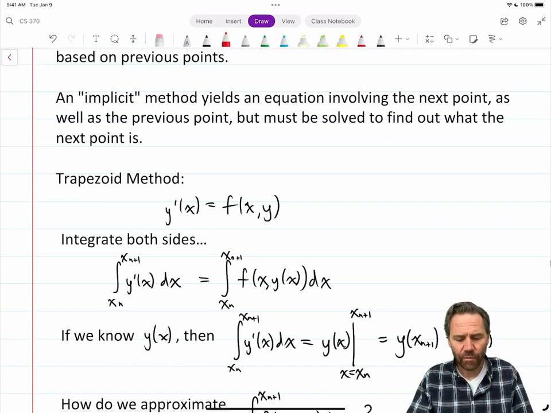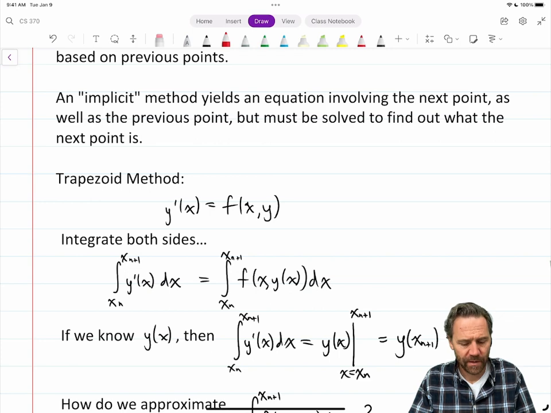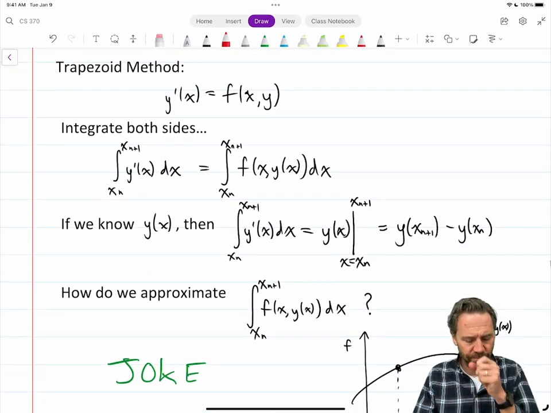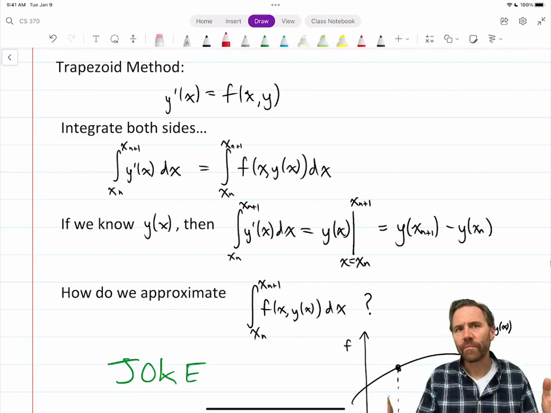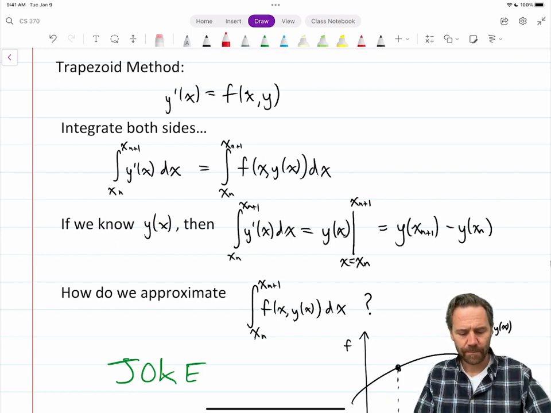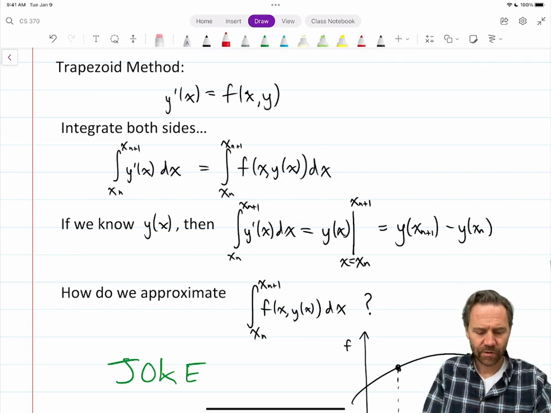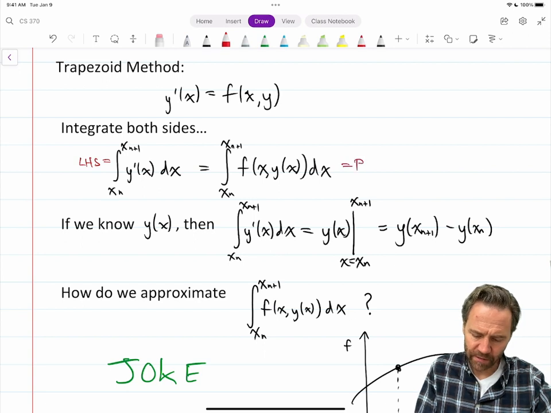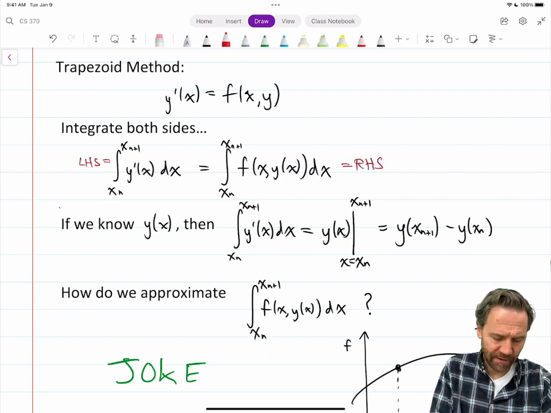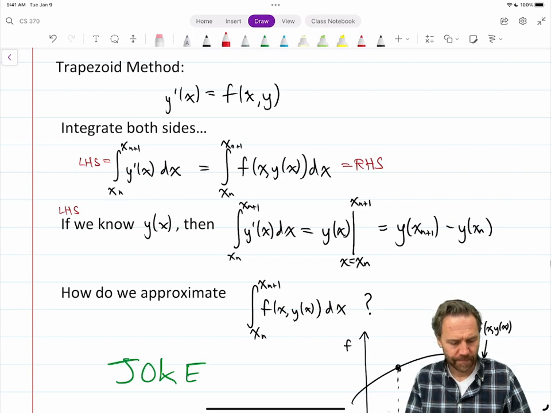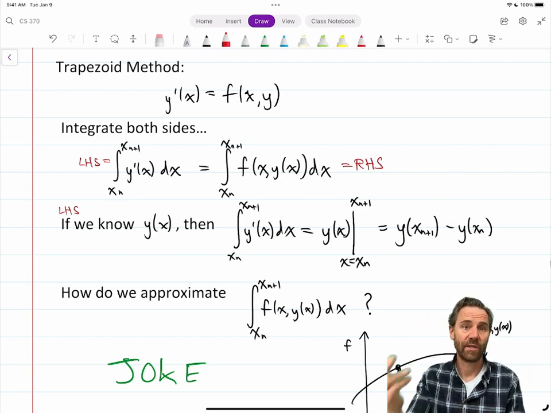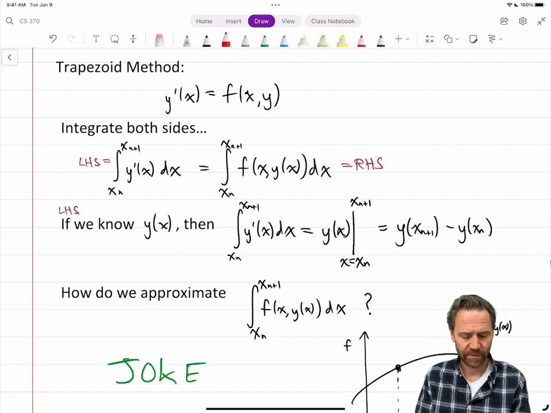So here's a differential equation, y prime of x equals f of x, y. If we were to imagine integrating both sides, we could get this equation. We're going to integrate it over one time step. Let's call this the left-hand side, and this the right-hand side. Let's look at the left-hand side first. Let's pretend for now that we know the antiderivative of y prime. It's y of x.